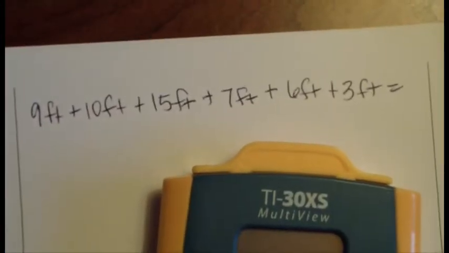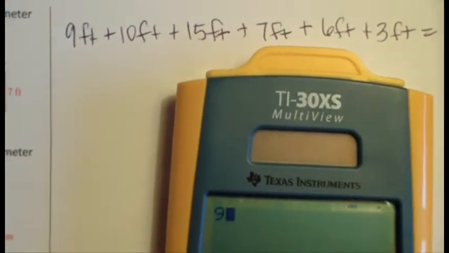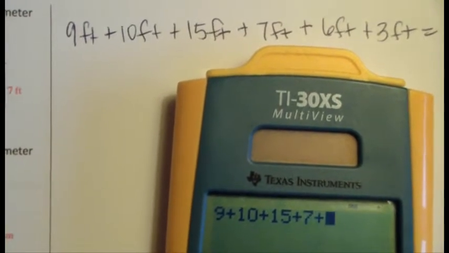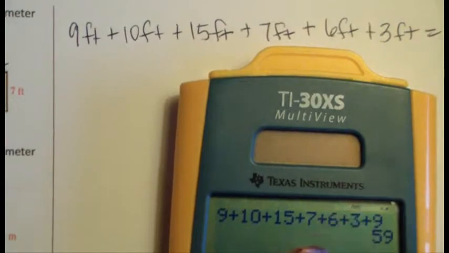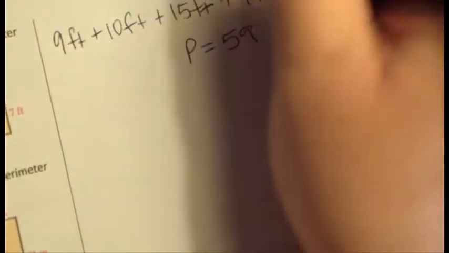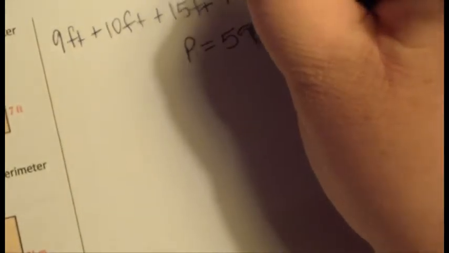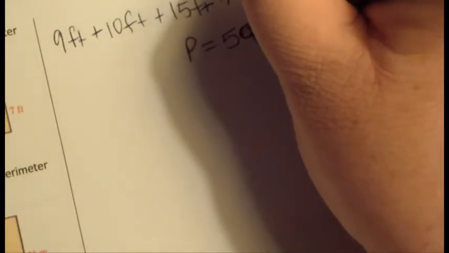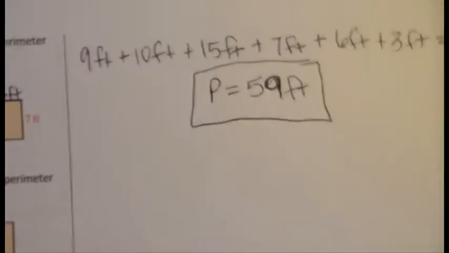So let's see. We've got 9 plus 10 plus 15 plus 7 plus 6 plus 3 is 59. So our perimeter, 59 feet. Now remember, when we're doing perimeter, it's just 59 feet for our units. It would only be squared if we were doing area.